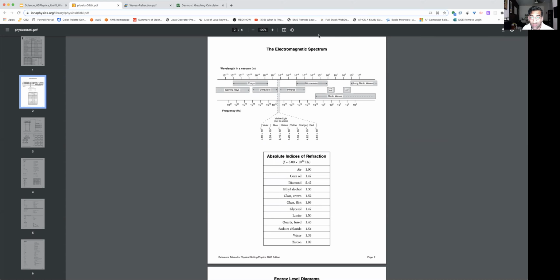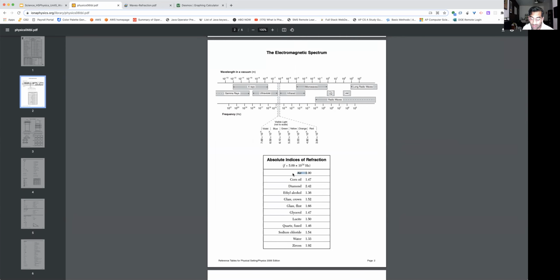I'm just going to circle that in blue. That is right here. Okay, and then we can see all of these other materials have an index of refraction that is greater than 1. So air has the lowest index of refraction. As we do a problem or two, we'll be able to understand the implications of that.